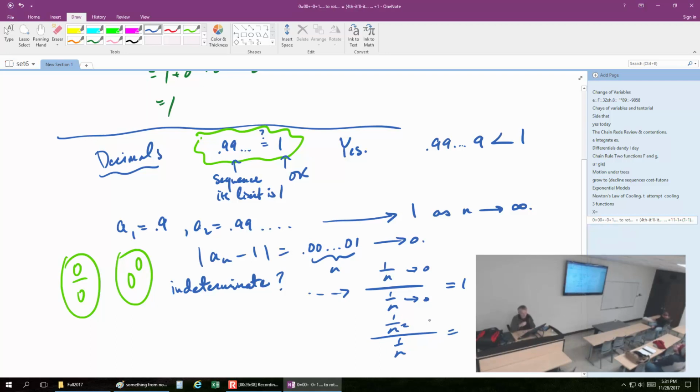Once again, 0 is 0, right? However, if I divide, I end up with 1 over n, and this one goes to 0. So 0 over 0 could be 0 too. And there are just so many possibilities. In fact, every single possibility is a possibility. So every number, as well as infinity, including 0, as well as infinity. So once again, that is something to watch out for.